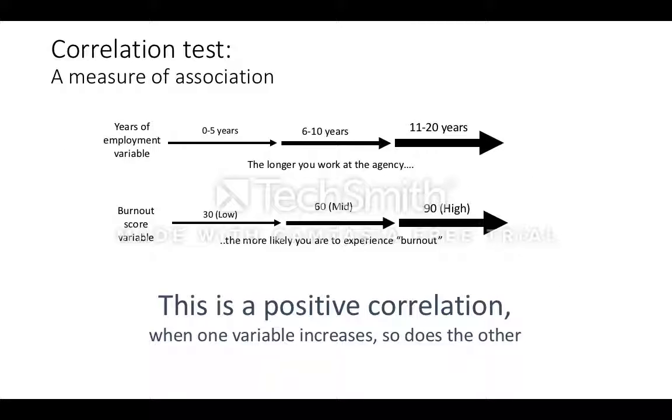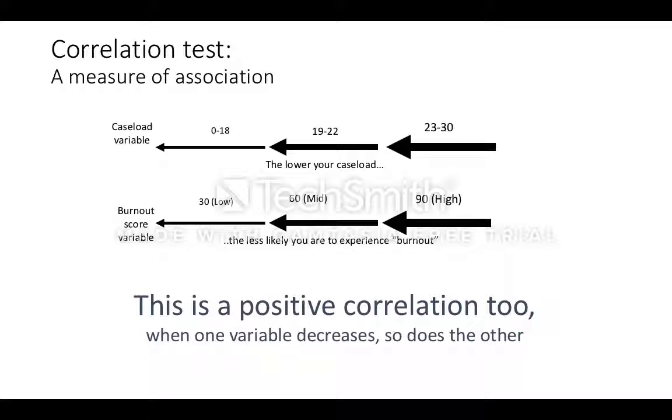So this is an example of a positive correlation. The longer I work in an agency, the higher my burnout score is. So the two variables are moving in the same direction. This is also a positive correlation. As my caseload decreases, my burnout score also decreases. And even though the two variables are decreasing, it's a positive correlation because they're moving in the same direction.